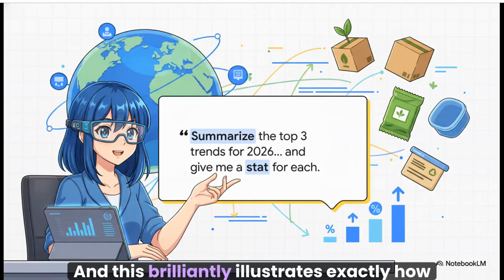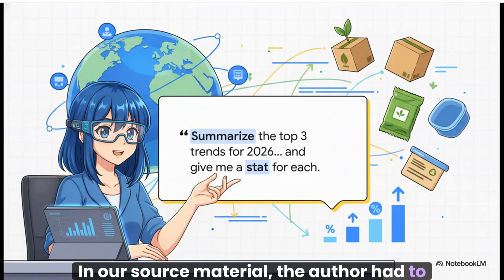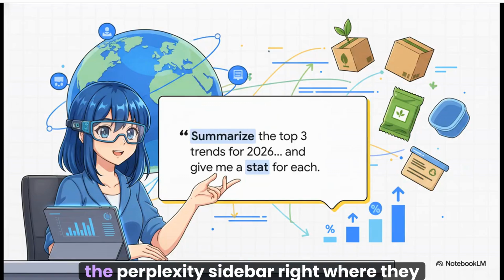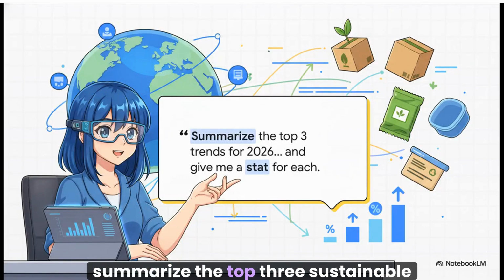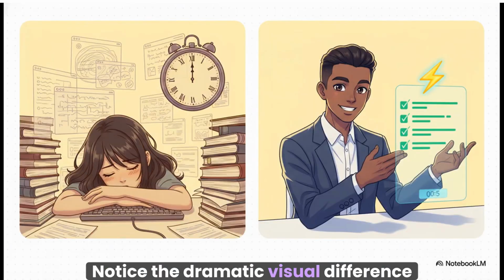And this brilliantly illustrates exactly how to use it. In our source material, the author had to write a client blog post. So instead of opening 15 separate tabs to hunt down information, they simply opened the Perplexity sidebar right where they were and typed this prompt. Summarize the top 3 sustainable packaging trends for 2026 based on recent industry reports, and give me a stat for each.